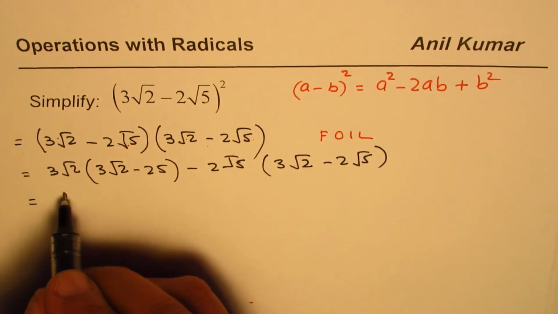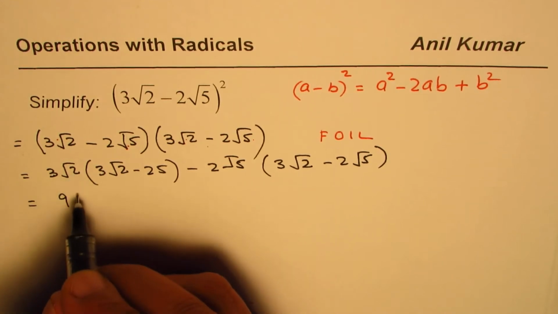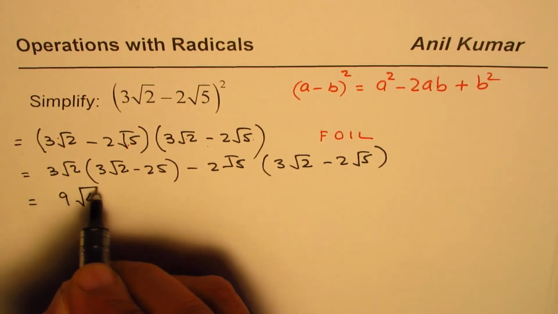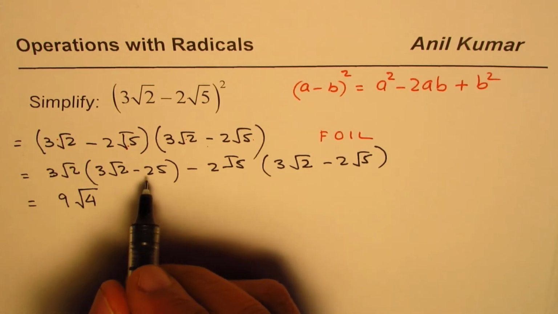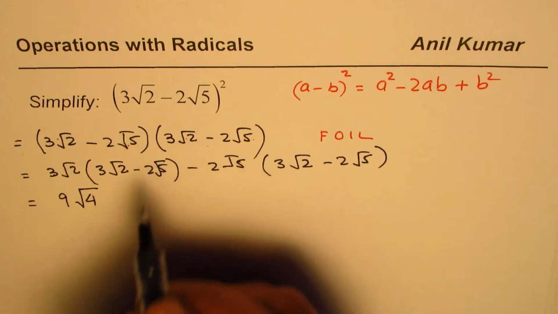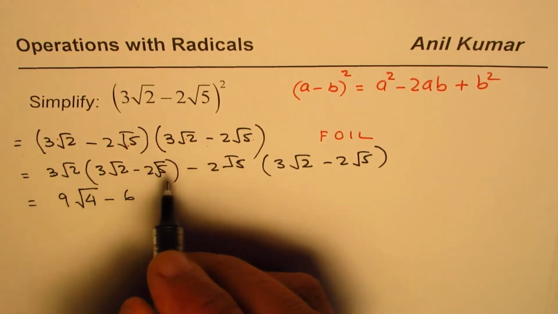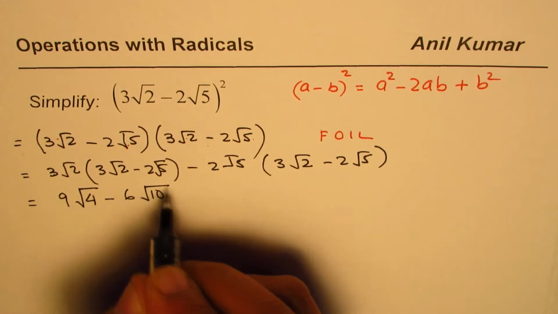3 times 3 is 9. Square root 2 times square root 2. You could write square root 4 or you could write just number 2. For the time being, I will write square root 4. Then we have here, I forgot to write square root sign here. 3 times 2 is 6 with a minus sign. 5 times 2 is 10, right?